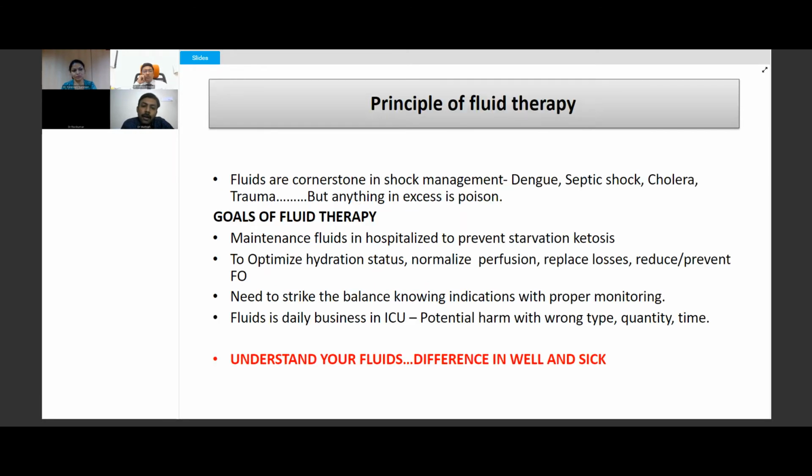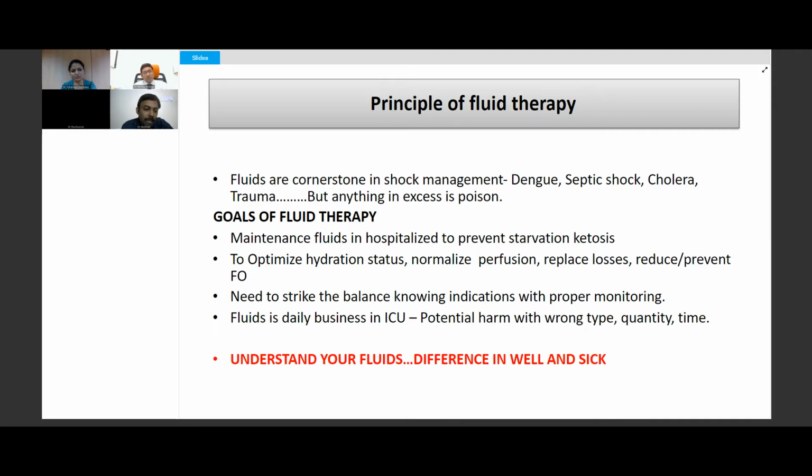So fluids are the cornerstone in shock management. We all know that. And we have won the battle in dengue, septic shock, cholera, trauma. But anything in excess is poison. So the goals should be giving maintenance fluid in hospitalized patients to prevent starvation ketosis, to optimize the hydration status, to normalize perfusion, to replace their ongoing losses, and to reduce or prevent fluid overload state. So how to strike the balance? We need to know the indications, and we have to properly monitor the positive and negative effects of fluids.